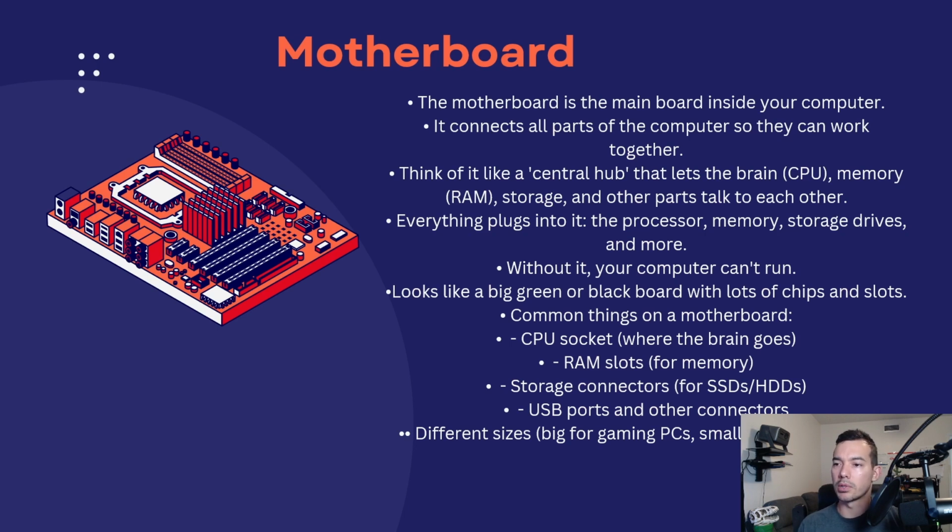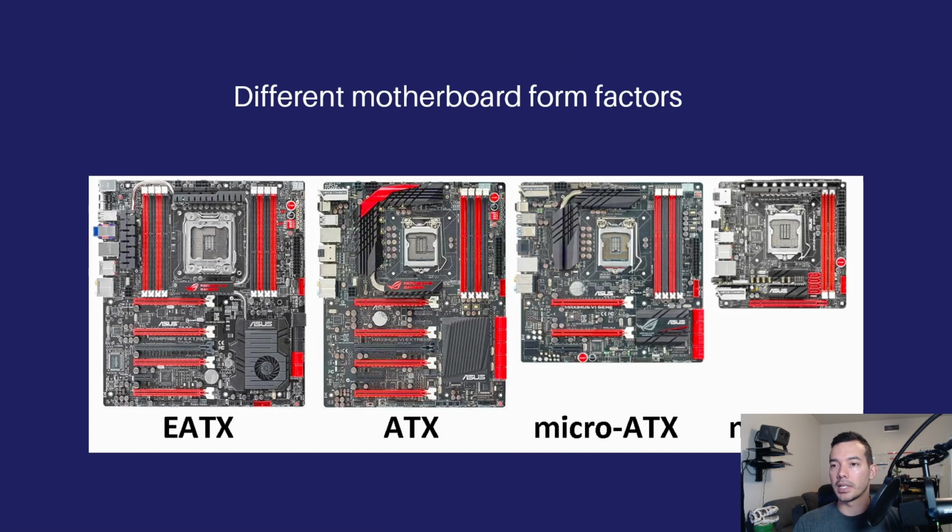Common things on a motherboard: CPU sockets where the brain goes, RAM slots for memory, storage connectors for SSDs, HDDs, USB ports, and other connectors. Different sizes, big for gaming PCs, small for compact ones. For example, the one that I showed you guys was a smaller form factor, a smaller motherboard. And this is going to help you choose a motherboard for a specific computer case when you're building your computer. If you want a bigger board or a smaller board, you got to make sure you pick the right computer case. Some bigger computer cases can't even fit one of the smaller motherboards.